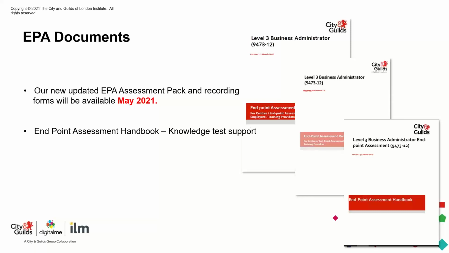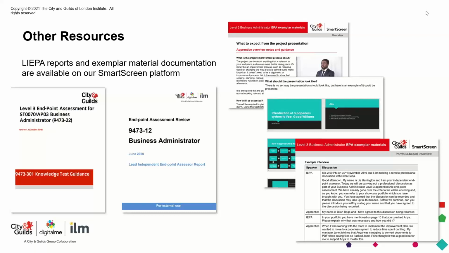the new EPA assessment pack and recording forms will be available from May 2021. Please remember that actually between now and May, the KSBs haven't changed, so it's not detrimental to the learner in any way. And just referring back to what was said before about the knowledge test support, we do have a handbook. It's called the Knowledge Test Guidance. It's often overlooked, but it is on our website. So please do look at that in detail to ensure that you're getting the best out of the knowledge test for your learners. A brief look at the other resources.